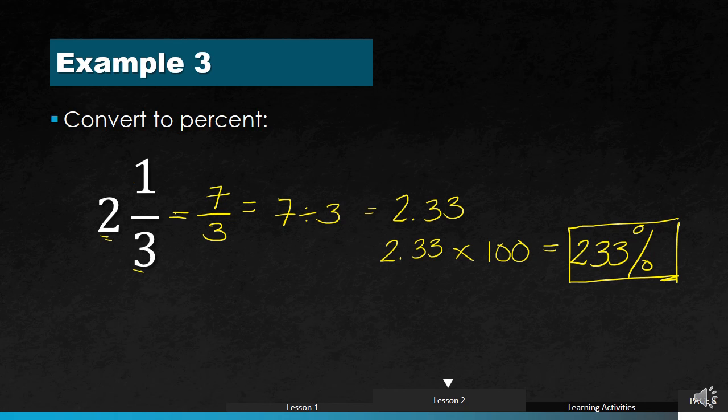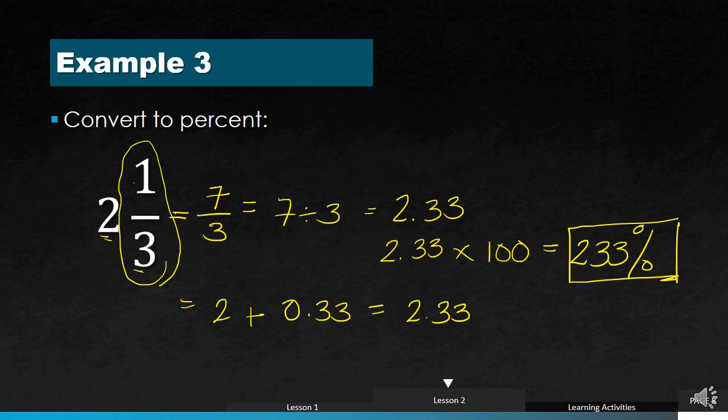With this, we can also have another solution, just like what I have shown you earlier. You can have 2 plus, convert 1/3 into decimal. So 1 divided by 3 gives you 0.33. So you can now have here 2.33. And again, if you multiply this by 100, you will still get the same answer of 233%.